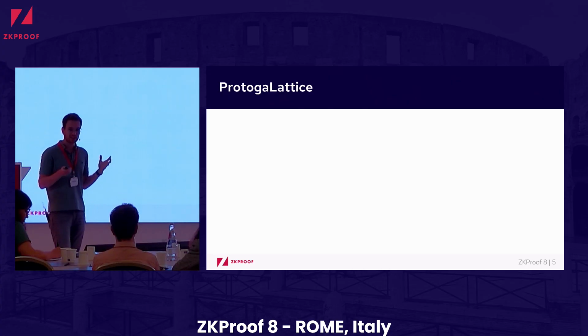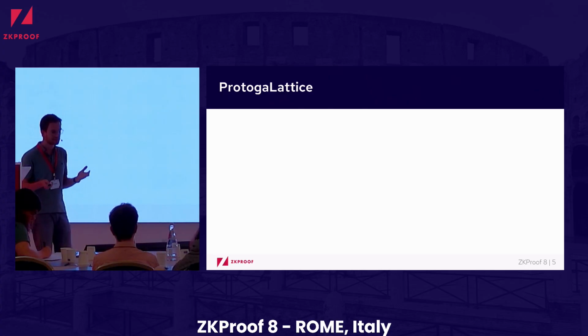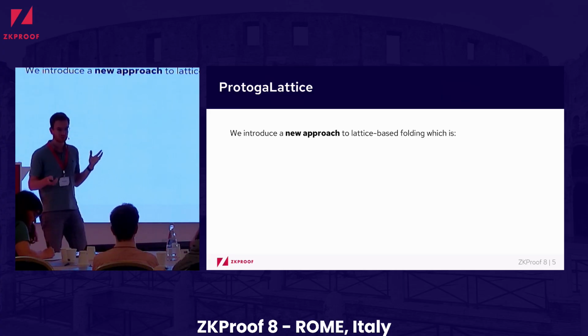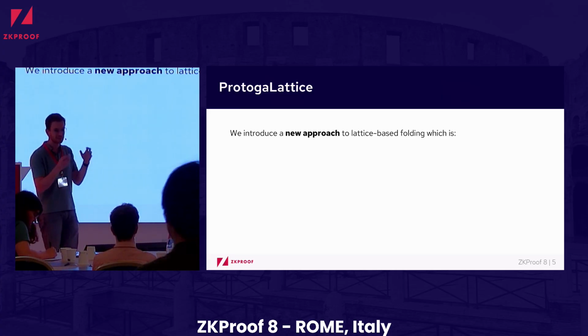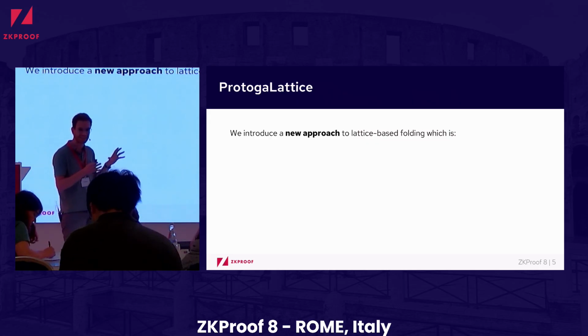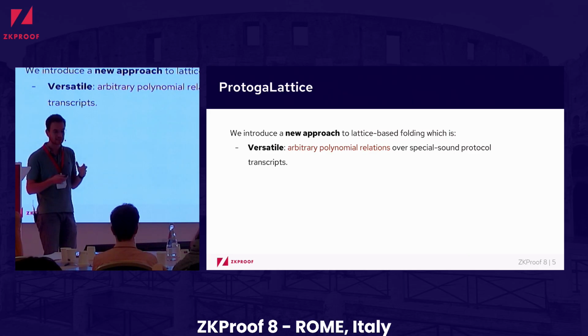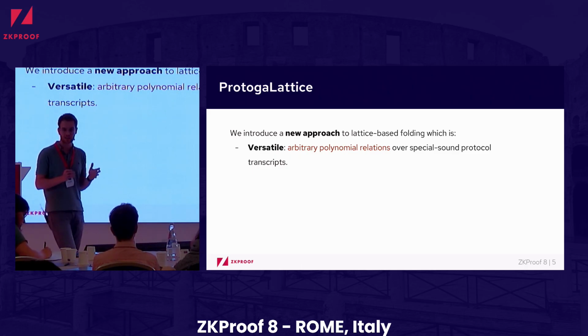And this is essentially why we decided to work on a new protocol, a new folding scheme from lattices that we called ProtogaLattice. It's a new approach. It kind of diverges from the sum check-based approaches that the other works have been introducing. It's versatile in the sense that it folds arbitrary polynomial relations, as the previous Protostar and Protogalaxy.